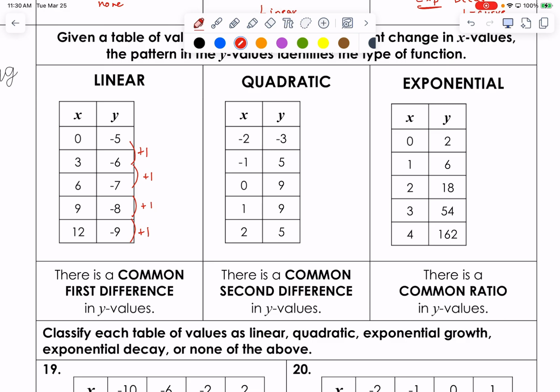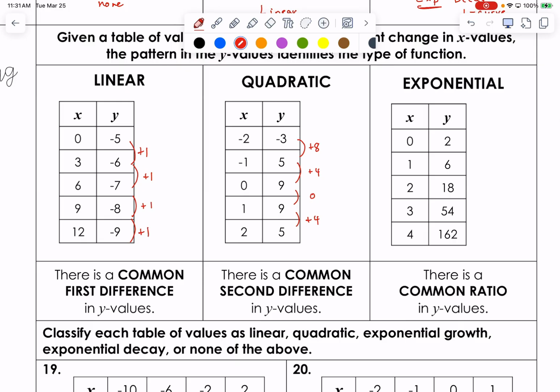Quadratic, there's a pattern. Guys, stop. This goes up from -3 to 5. How much did that go up? Can anybody figure out how much it went up from -3 to 5? 8. Went up 8. From 5 to 9, went up 4. Then it went up 3, then 4. 4 again. All right, now, this is what you need to look at.